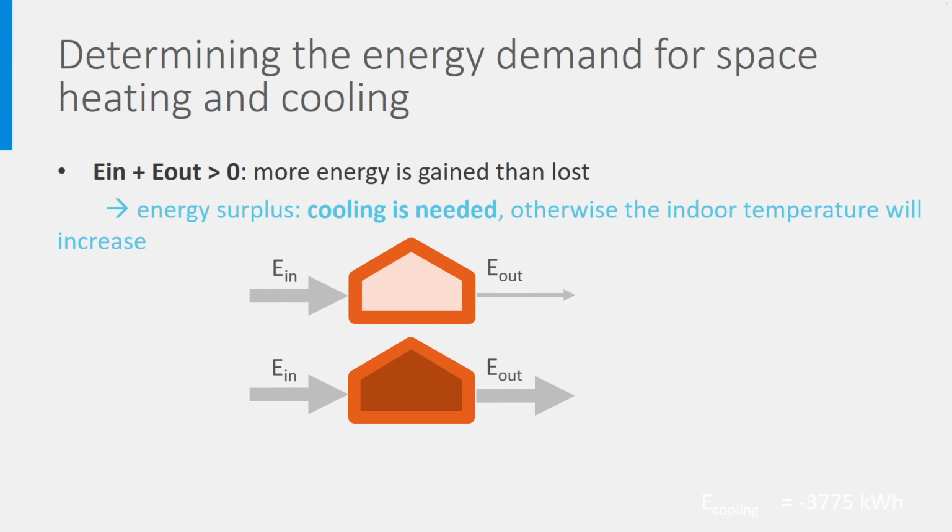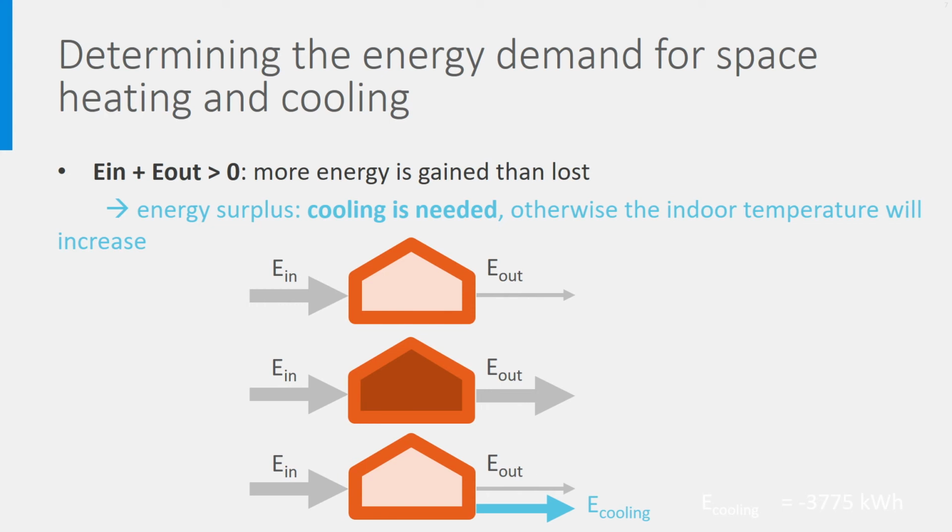If you don't want this temperature increase, you need to remove energy from the system. That is, you need to apply as much cooling as needed to bring the balance to zero. That is what we call the energy demand for cooling. Please be aware here that applying cooling means in fact removing energy.